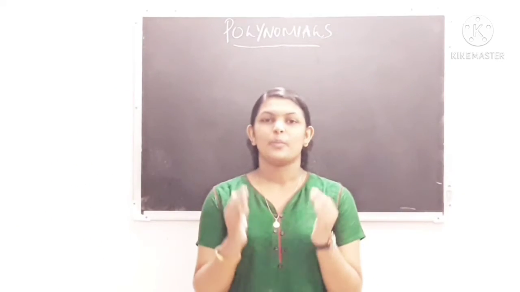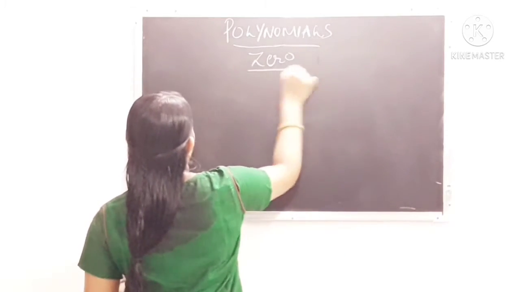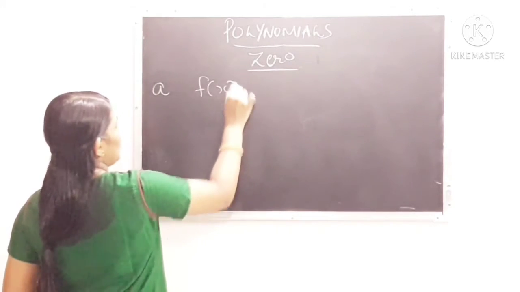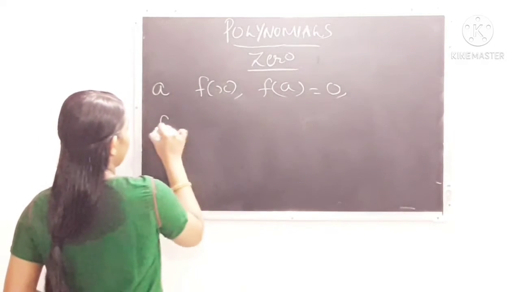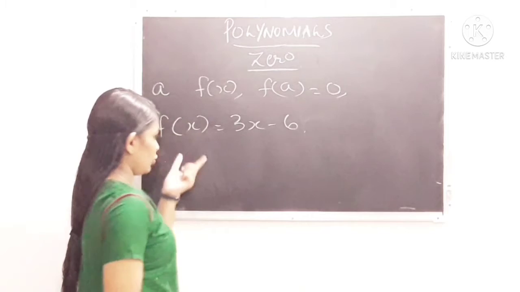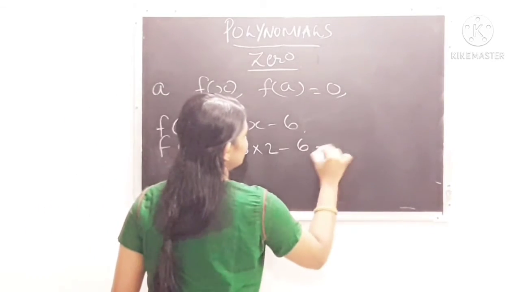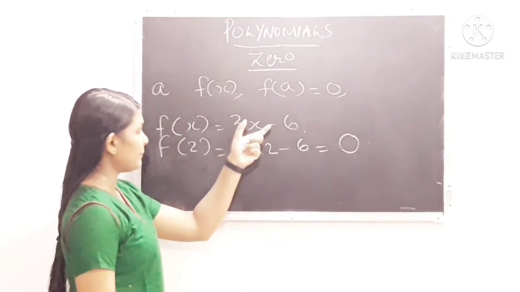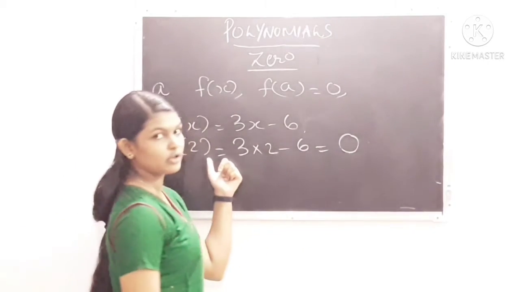Okay. Next, we can discuss the zero of a polynomial. A is said to be the zero of the polynomial f of x when f of a is equal to 0. Let's consider polynomial f of x as 3x minus 6. If we put the value of x as 2, f of 2 will be equal to 3 into 2 minus 6, which is equal to 0. So, this 2 is called the zero of this polynomial, because when we put x is equal to 2 in this polynomial, we get the answer as 0. So, the 2 is the zero of this polynomial.